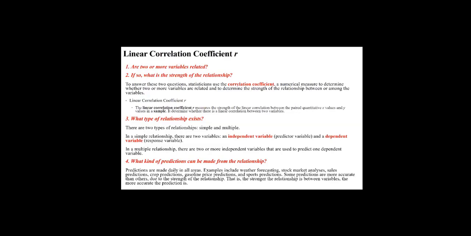Predictions are made daily in all areas. Examples: weather forecasting, stock market analysis, sales predictions, crop predictions, gasoline price predictions, and sports predictions. Some predictions are more accurate than others due to the strength of the relationship. That is, the stronger the relationship is between variables, the more accurate the prediction is.